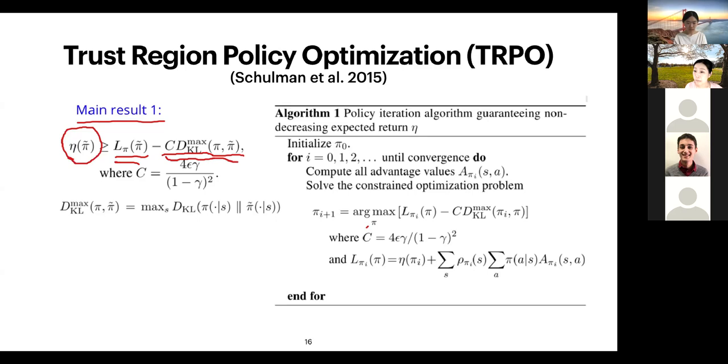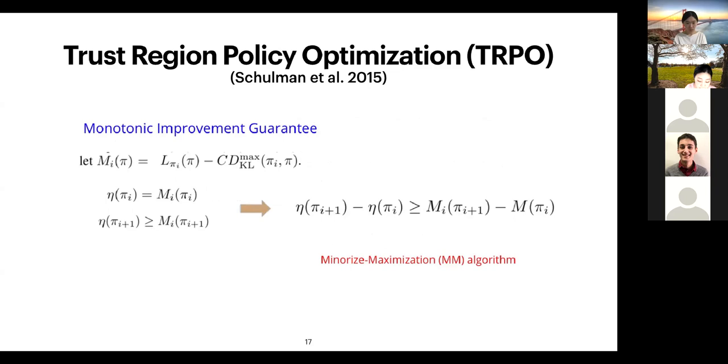Is this clear? Okay, so this is a characterization of the local approximation, and it seems that as long as the KL divergence is very small, then the local approximation is a very good characterization of the true value of pi tilde. Now, this result is saying that you can have a monotonic improvement guarantee.